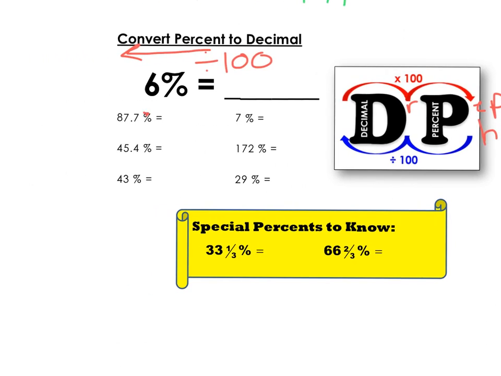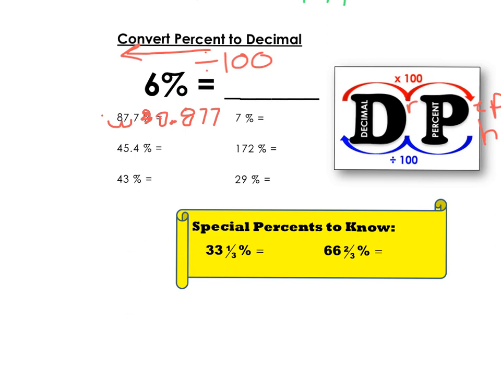All right, so let's go ahead and do these examples. I'm going to take off my percent sign. And I'm going to divide by 10, divide by 100. Notice I'm just moving in the opposite direction now. So our answer would be 0.877, okay? Or really 0 and 877 thousandths is the way you read that.